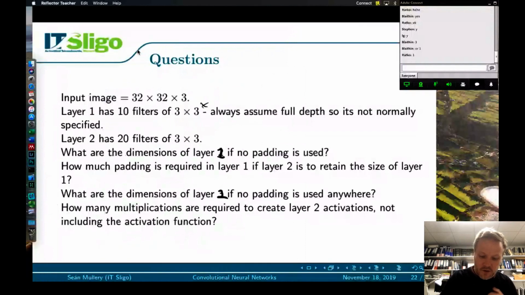So you always look for the depth of the filters in a layer; you look at the depth of the activation maps that came before it. So it'll be 3 by 3 by 3, okay? So layer 1 has 10 filters of 3 by 3 by 3, and layer 2 has 20 filters of 3 by 3. Now, what will go on this one, do you think? You need to look at the depth of the activation map of the layer before it.